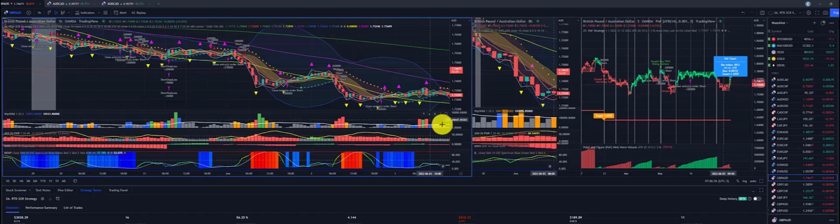British pound, Aussie dollar, nice trade here with a target of 1.6529 to the downside. On the strategic picture, all price action below the dragon, and some beautiful flows to the downside at $3,038 in profit.